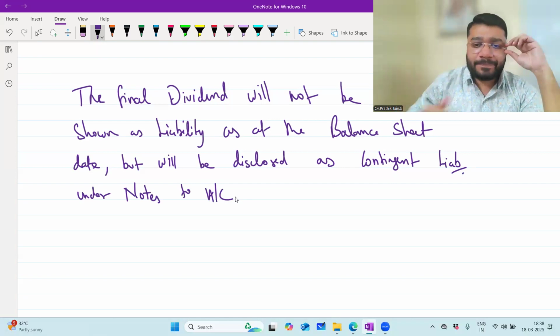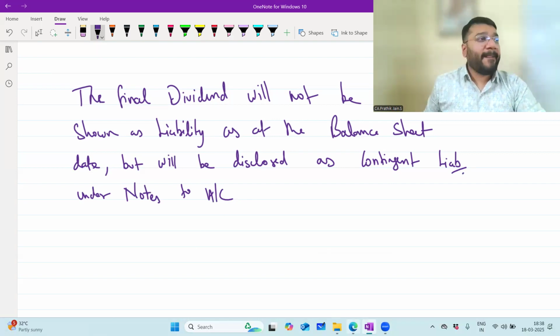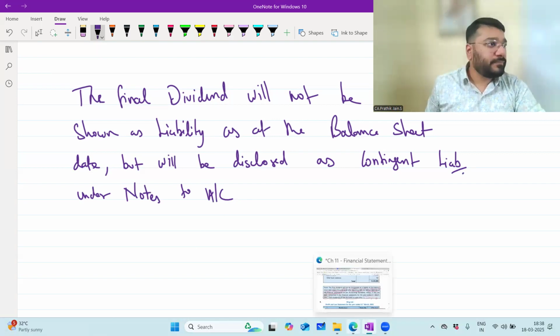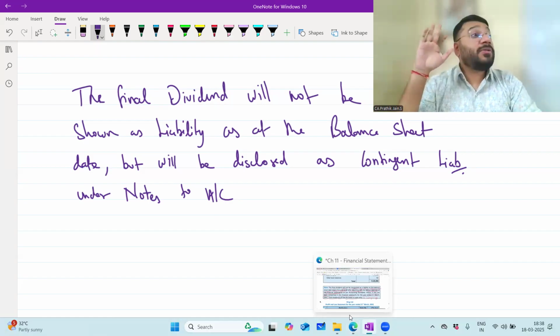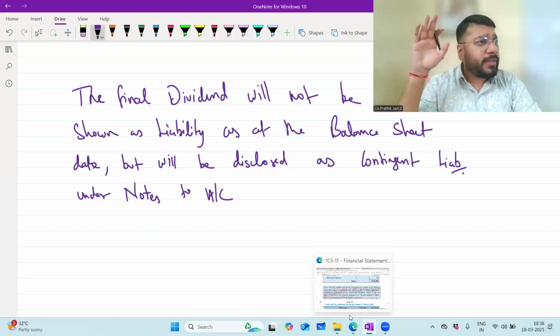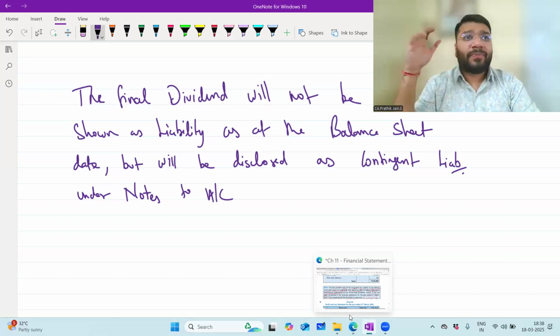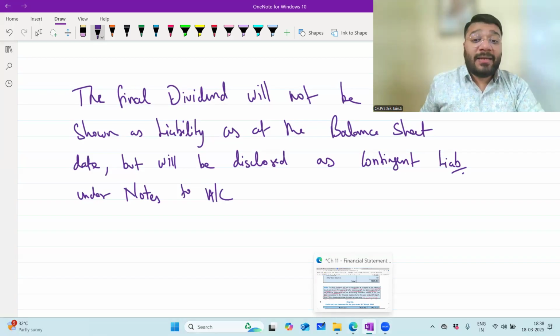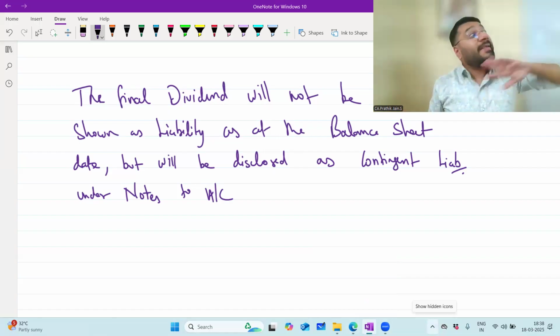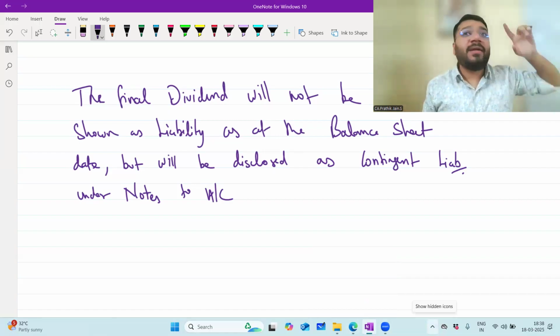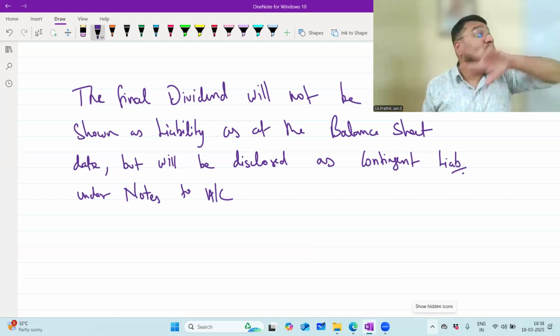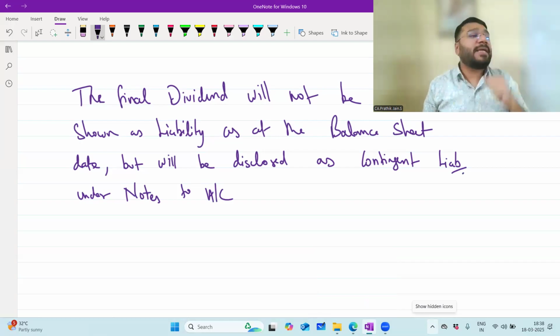Very simple, we'll keep it under notes to accounts. When I say under notes to accounts, it means neither under current liability nor under non-current liability. After all the notes are over, you'll have one more box called contingent liability at the end, which I'll discuss. Contingent liability and capital commitment, I'll discuss at the end of the topic. There you will disclose this as a theory point.